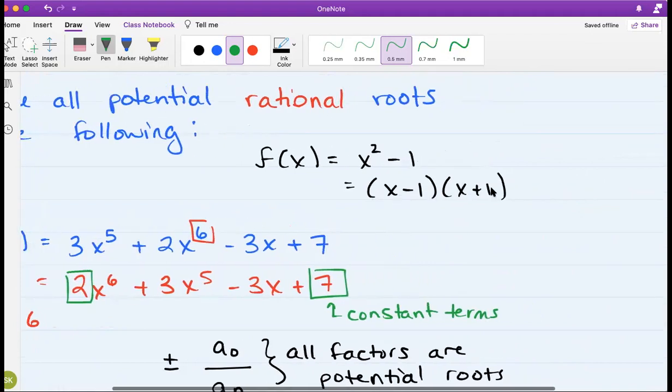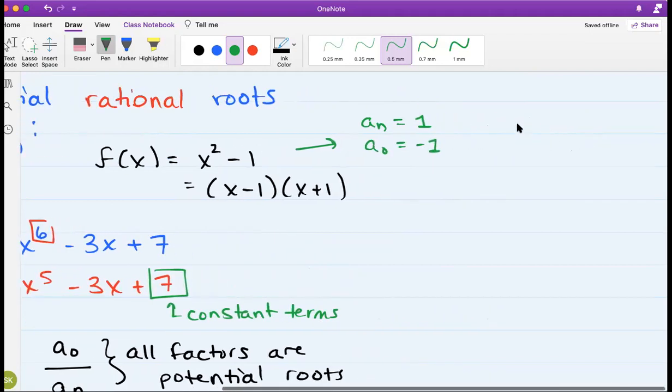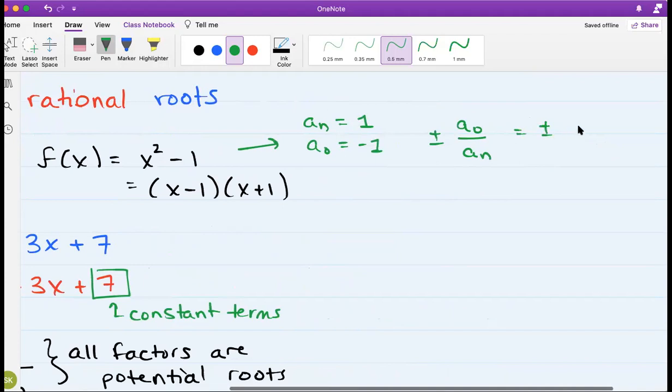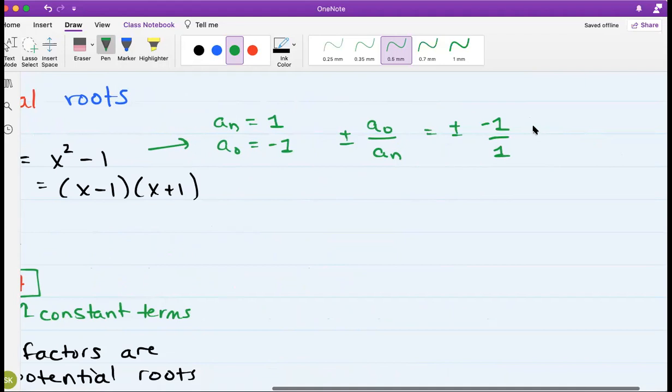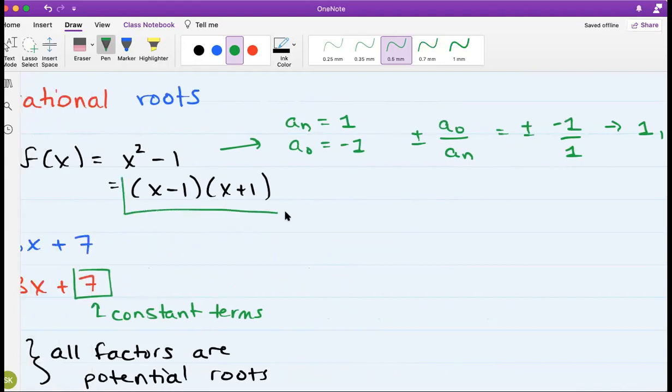This is x minus 1 times x plus 1. Here, let's look at the a sub n term. The number in front of the x squared is just 1. This number back here is negative 1. So what we do is we take a sub 0 over a sub n, plus minus. The signs really don't matter here, but this is plus minus negative 1 over 1. So the only potential roots we have are 1 and negative 1. You can see that those are the only factors, and that turns out to be correct.